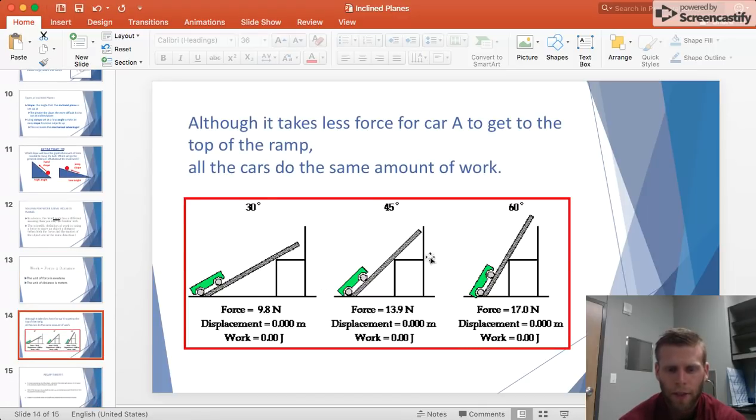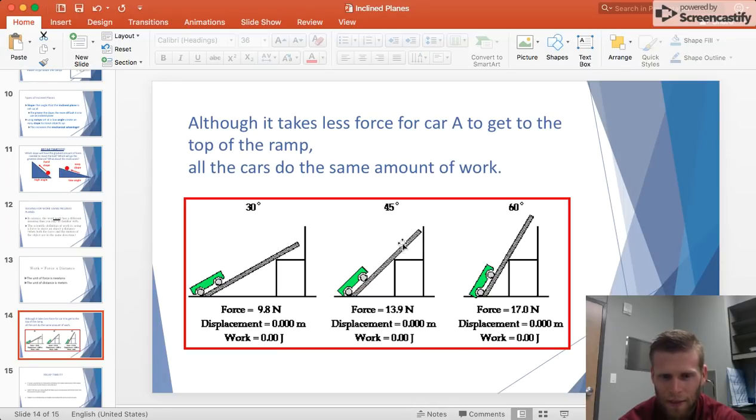So looking at our picture here, we have 3 different ramps with a car on it. Okay, the force that would be needed to move the car up this ramp is 9.8. The force needed here would be 13.9, where the force here on the 60-degree angle would be 17. All right, those are all different forces, but the distance they are traveling, it's the same. They're all trying to get to the same place.